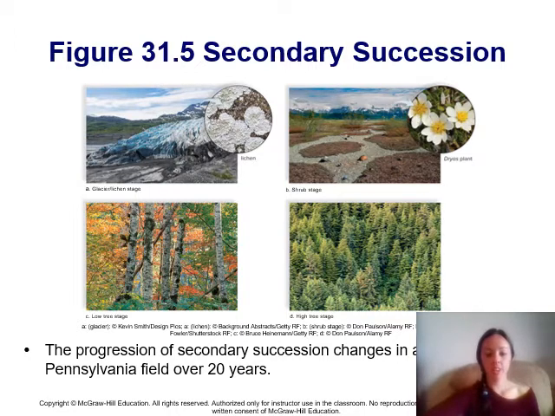Within that first year, the lichen and moss will build up the soil. By year 2, shrubs and grasses have moved in. By year 5, small trees have started to move in. And then by year 20, the larger plants have started to move in. So again, we can get a pretty good environment going in just a short time span.